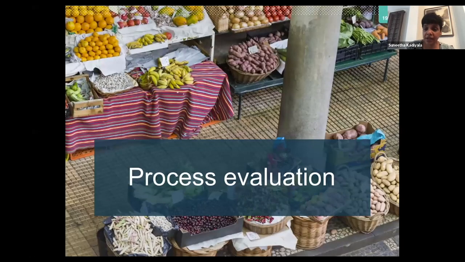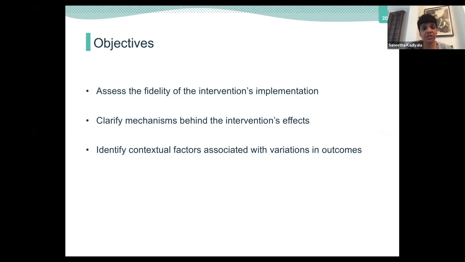Next is the process evaluation, and our objectives of the process evaluation were to really assess the fidelity of intervention implementation, clarify mechanisms behind intervention effects, and identify contextual factors associated with variations in outcomes. Next slide, please.